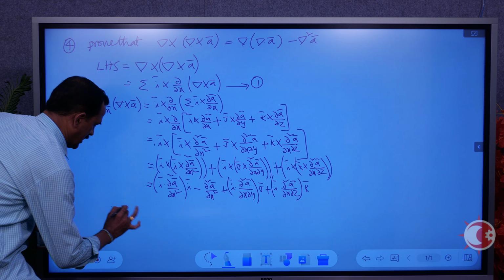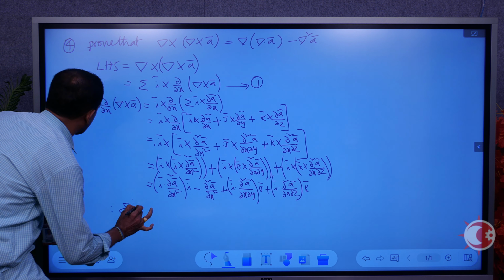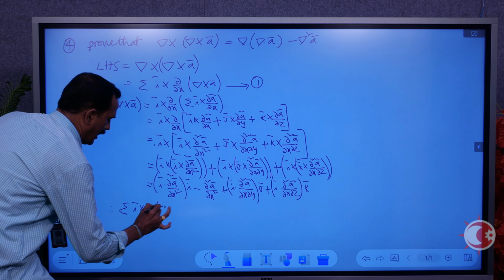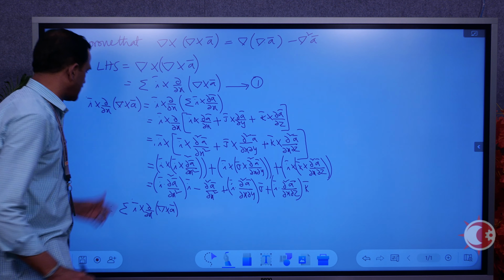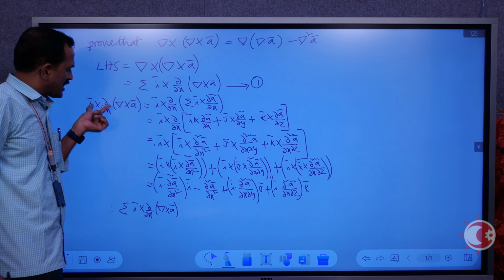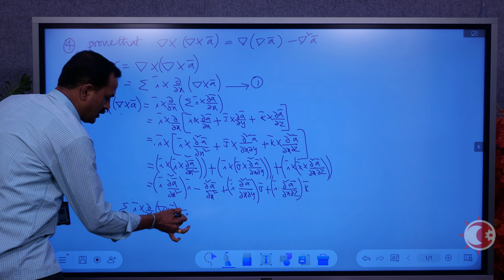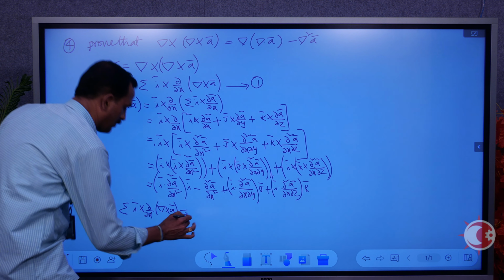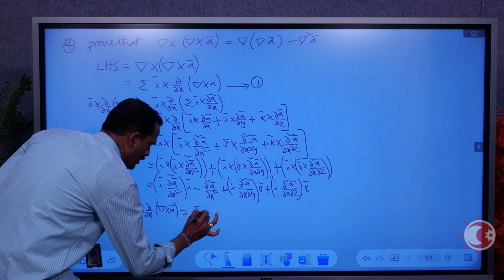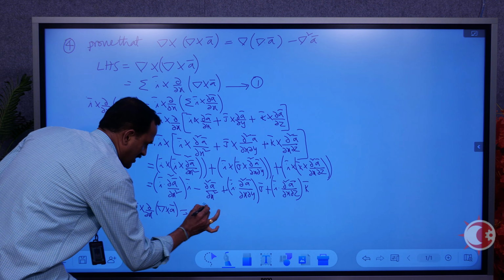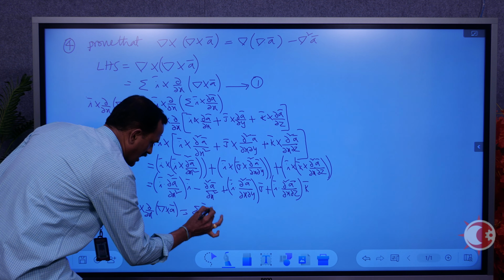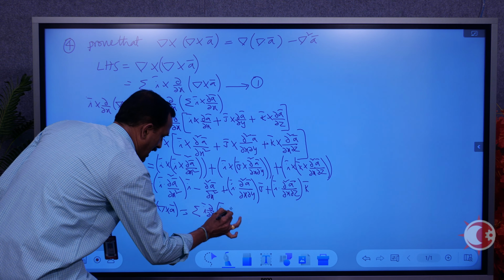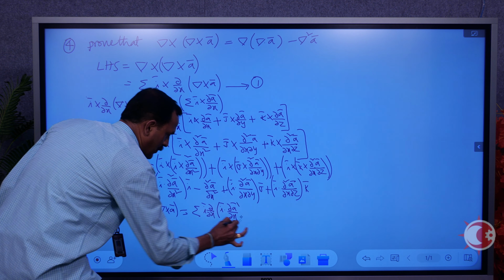Therefore, sigma i bar cross ∂/∂x of (del cross a bar), that we have to consider. So sigma i bar cross ∂/∂x of (del cross a bar) is equal to applying sigma to each and every term. So here sigma i bar, I will write this i bar first, and I will take ∂/∂x also outside. So i bar into ∂/∂x of, what's remaining? i bar dot ∂a bar/∂x. That is the bracket part.